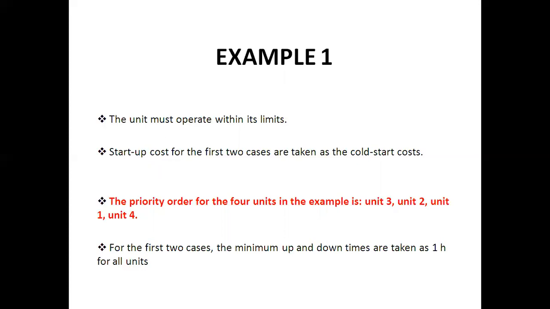For example one, the units must operate within their limits, and the startup cost for the first two cases is taken as the cold start cost, as I have already told. The priority of the four units in this example is unit 3, then unit 2, unit 1 and unit 4. And for the first two cases, minimum up and down times are taken as 1 hour for all the units.